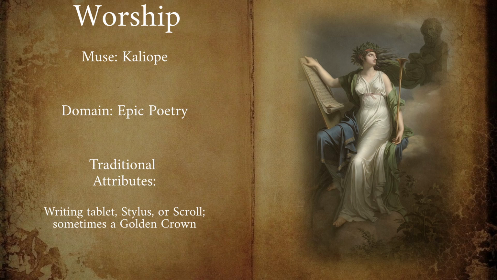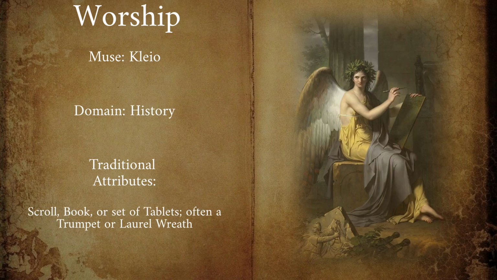Beginning with Calliope, her domain is epic poetry, and her traditional attributes are a writing tablet, a stylus, or scroll, and sometimes a golden crown. And next, Clio. Her domain is history, and her traditional attributes are a scroll, book, or a set of tablets, often a trumpet or laurel wreath.